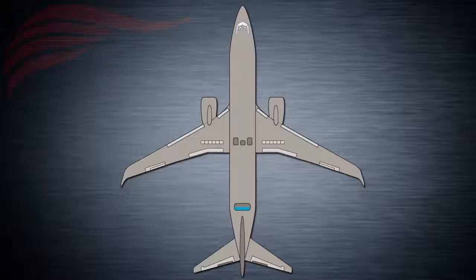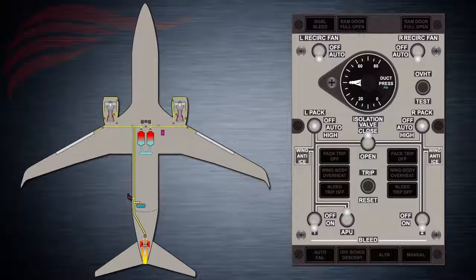As we can see, there are many aircraft systems that rely on bleed air for their operation. Let's discuss where all this power is obtained from. Pneumatic power may be provided by any of the following sources: Engine 1 bleed air system, Engine 2 bleed air system, Auxiliary Power Unit or APU bleed air system, Ground Power Unit GPU air connection.